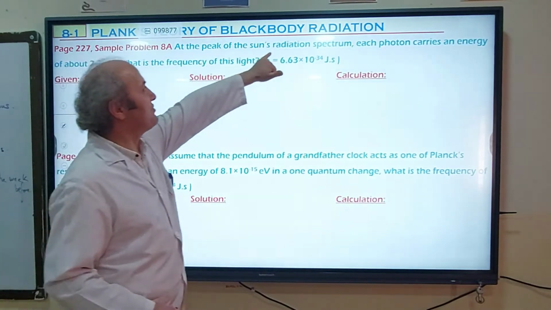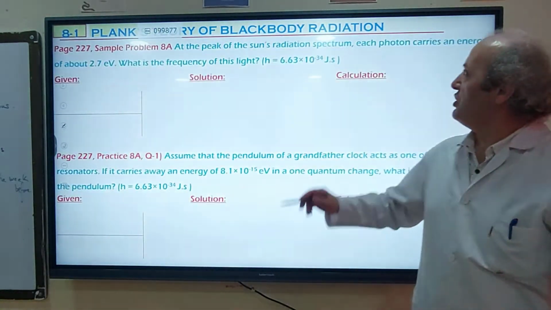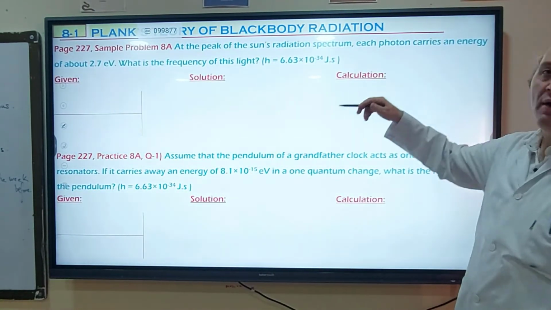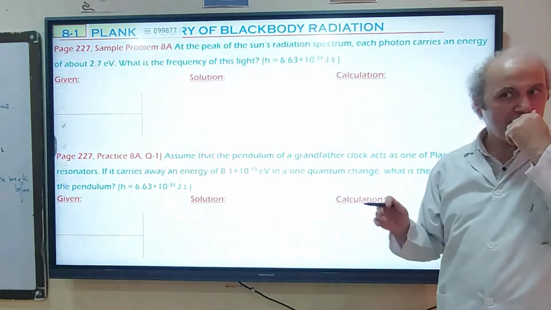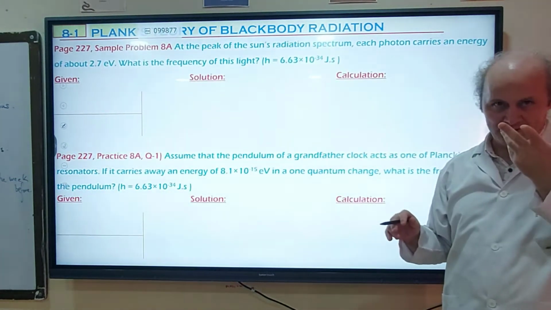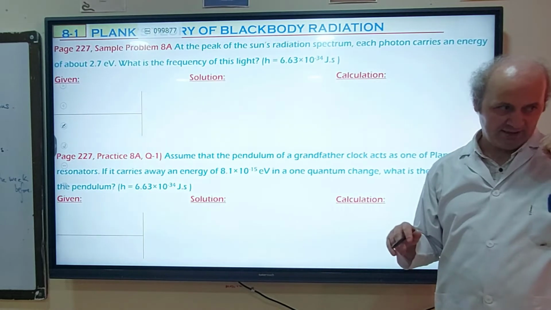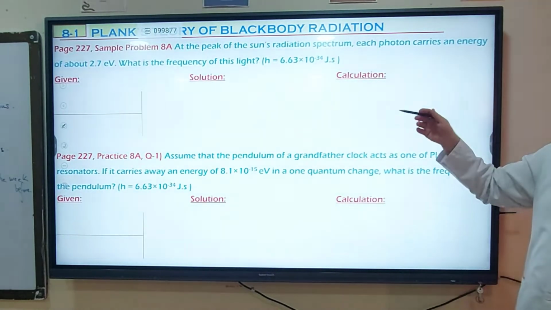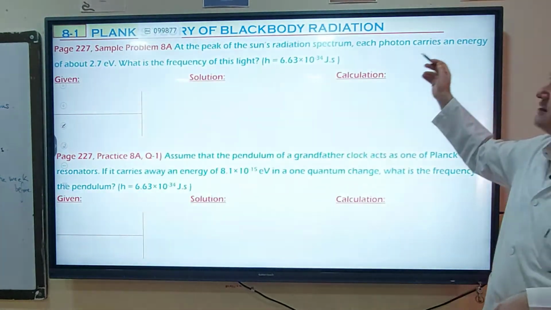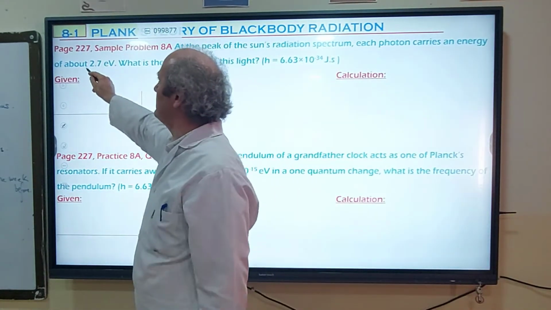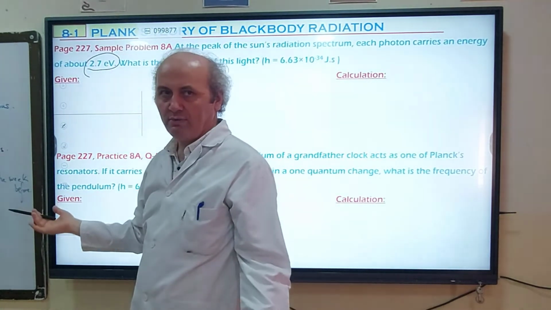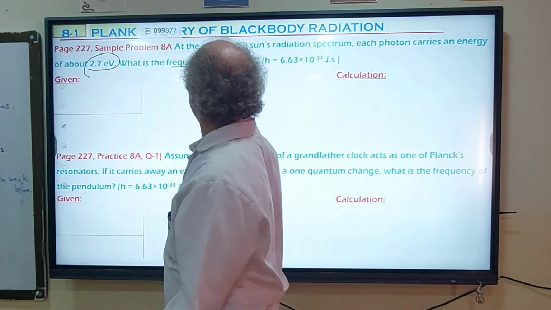At the peak of the sun radiation spectrum, each photon carries an energy. Now it says photon. Normally, Max Planck didn't say photon. He said quanta. Albert Einstein said it. But in the question they said it, it's the common term. Each photon carries an energy of 2.7 electron volt. Energy is given in electron volts. What is the frequency of this light?